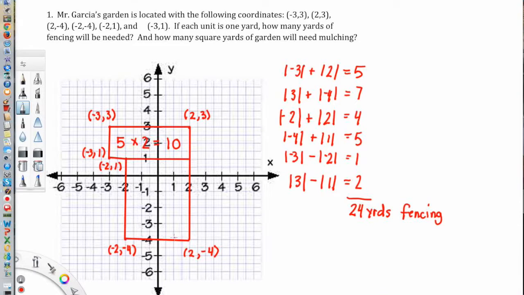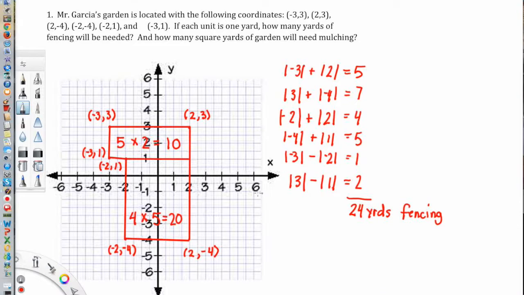The width of this rectangle, we're going from a -2 to a +2, which when we add the absolute values of those, we're going to get 4. And the height, or I should say the length of this, is from a -4 to a 1. And the absolute values of those two y coordinates will be 5, the sum of those two. So 4 times 5, those are our dimensions, is 20.